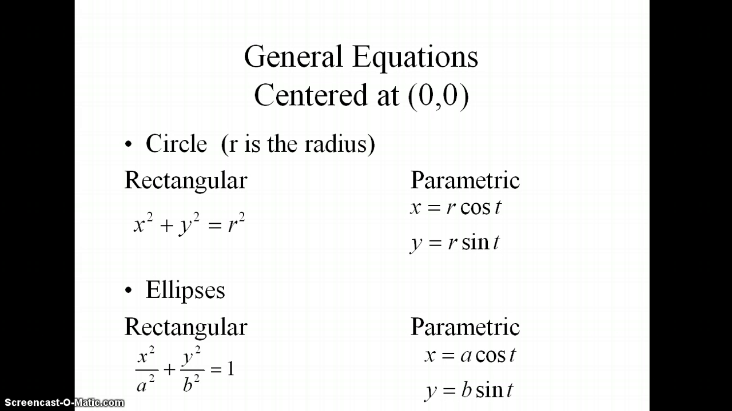All right, just a couple that you might want to know. General equations, center at 0, 0. A circle has a radius r. Here's a rectangular, parametric, ellipse.